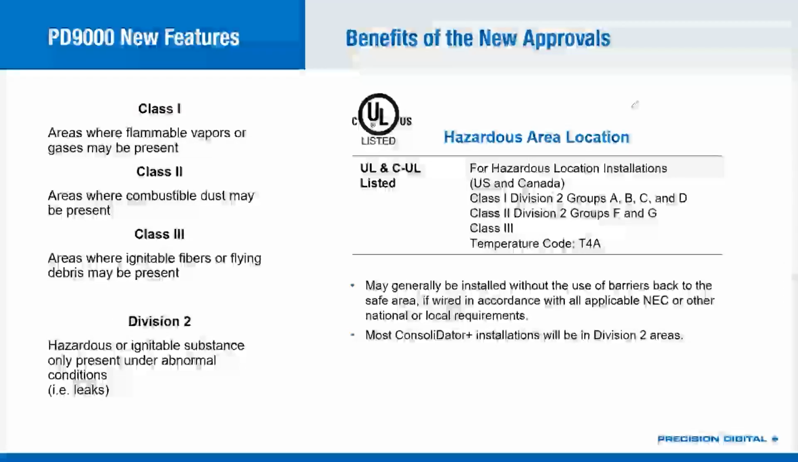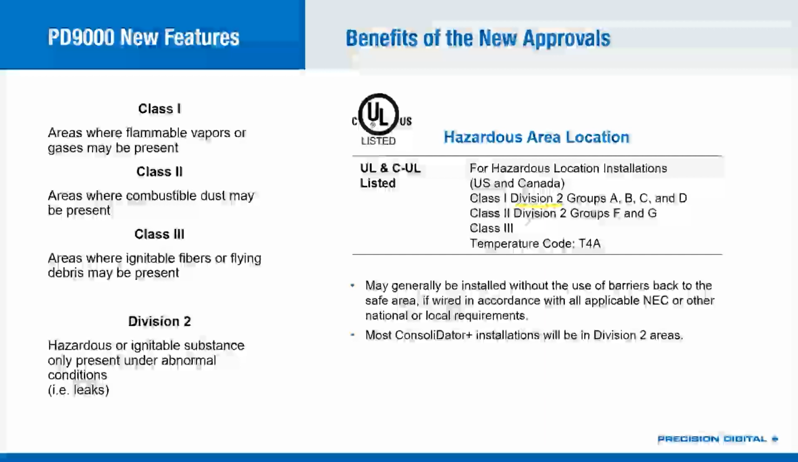Getting into the hazardous area approvals for a moment. Again, you've got CUL and UL for Canada and the US. And we have Class 1, Division 2, Class 2, Division 2, and Class 3 approvals. And what does that all mean? Well, your classes denote the type of material that's present that's hazardous. Is it a gas? Is it a liquid? Is it a fiber? Well, we cover you for all of those.